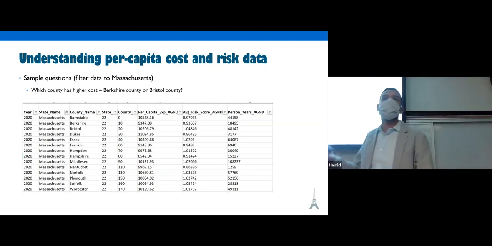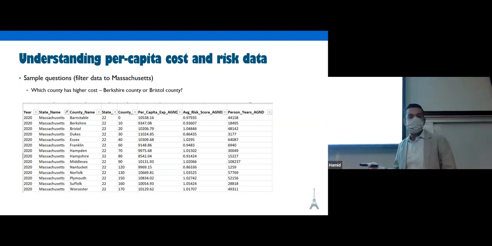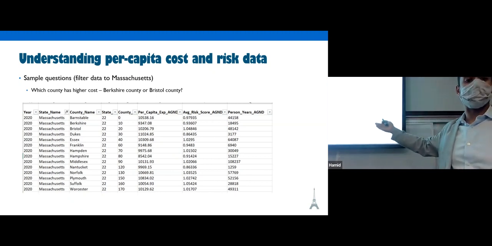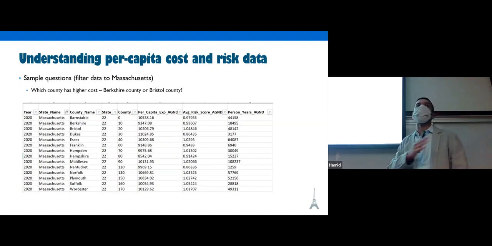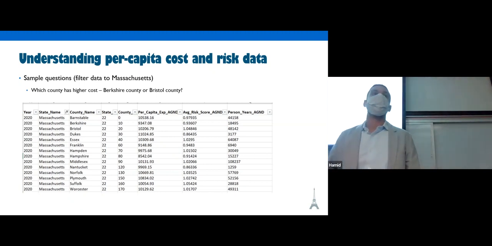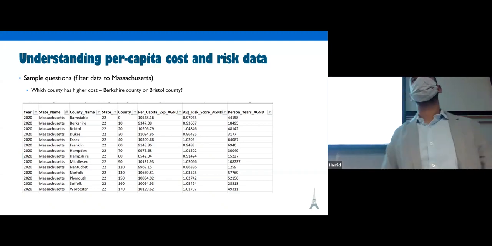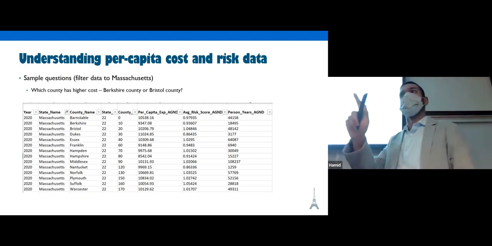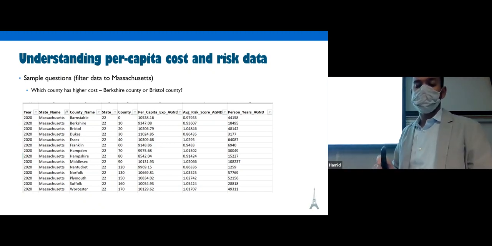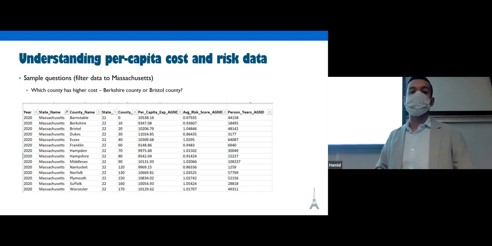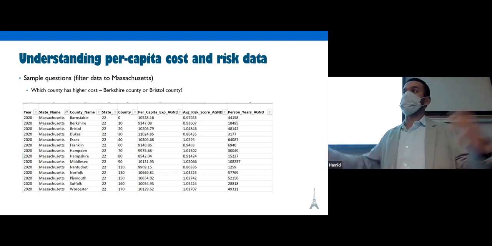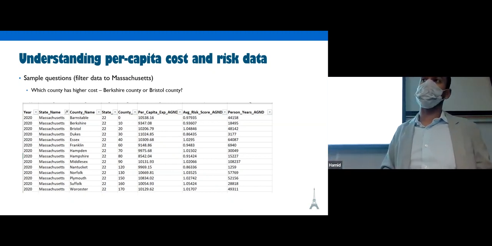So this is actually kind of a trick question. Per capita, Bristol does appear to have higher costs than Berkshire. Can you think of any reason why the answer may still be Berkshire? Is it because of the person per year, so it has more? That's a good guess, but actually Berkshire has a smaller population as well. So either way, Bristol has more dollars and more people and higher per capita, but that's a good guess.